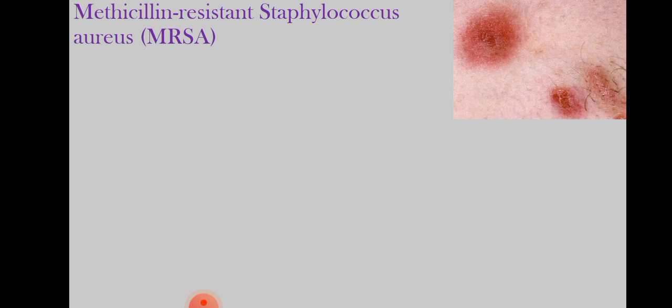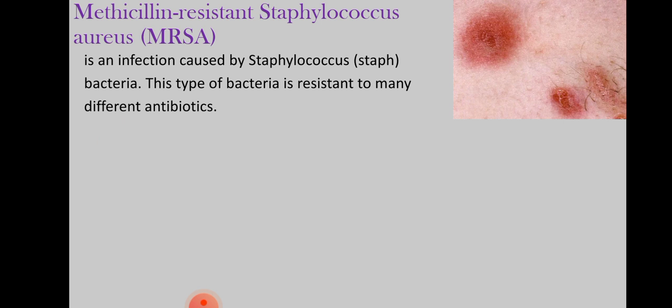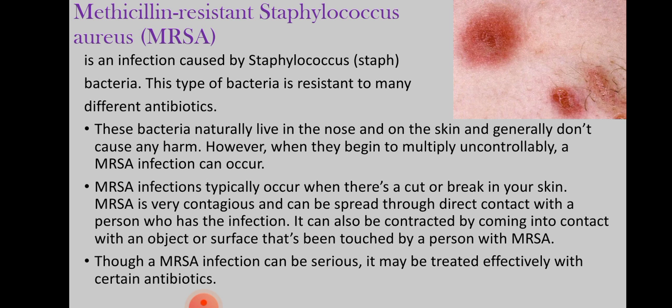The MRSA, or methicillin-resistant Staphylococcus aureus, is an infection caused by Staphylococcus bacteria. This type of bacteria is resistant to many different antibiotics. These bacteria naturally live in the nose and on the skin, and generally don't do any harm. However, when they begin to multiply uncontrollably, a MRSA infection can occur.